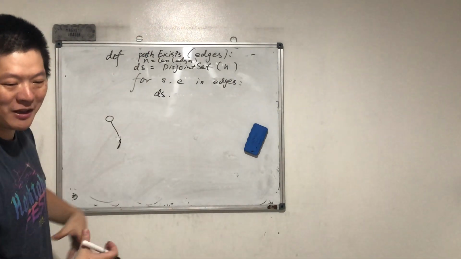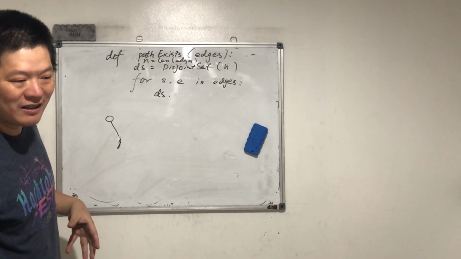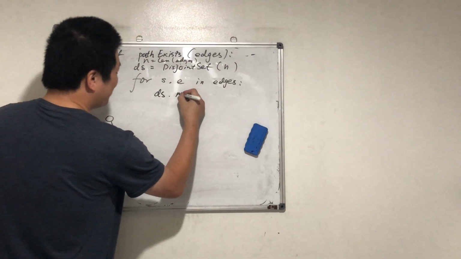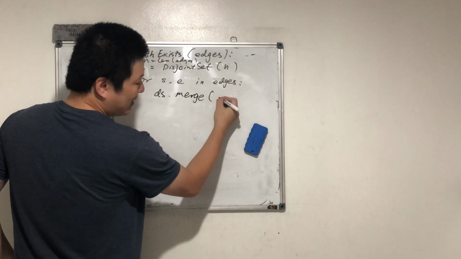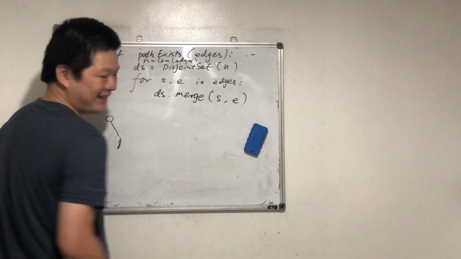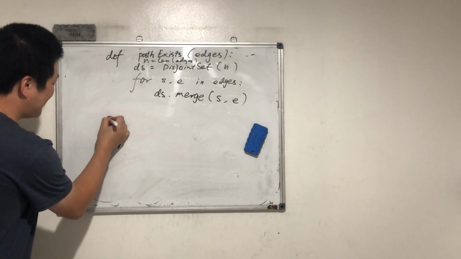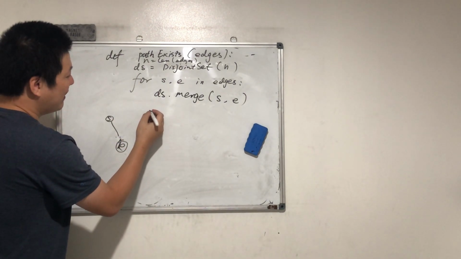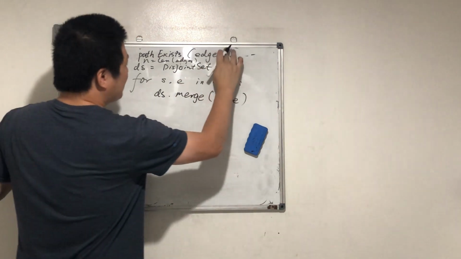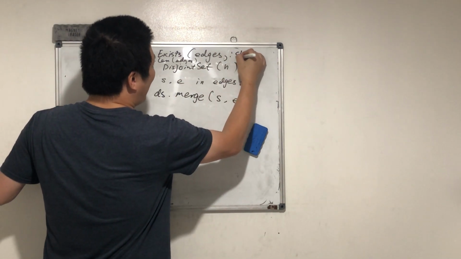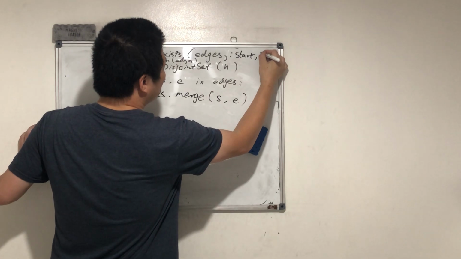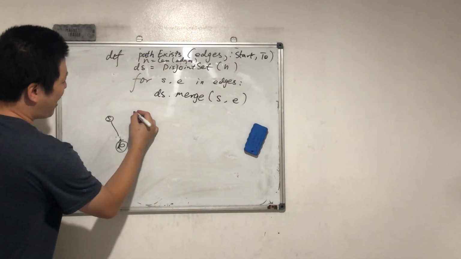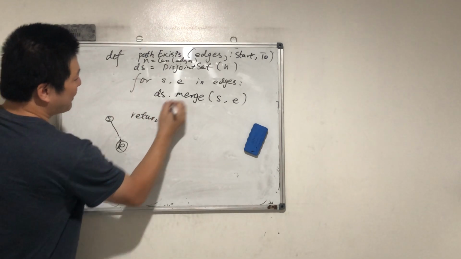Come on, we talked about a few functions. We want to merge two. Yes, merge what? Start and end. Right? We merge two nodes. This is start, this is end. And now we just need to find out if there are paths between start and end.